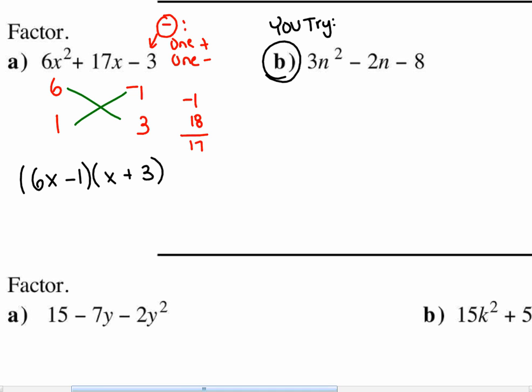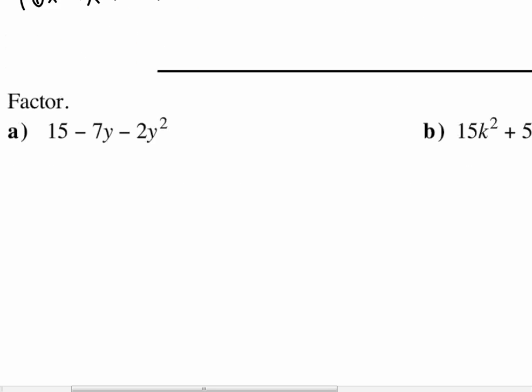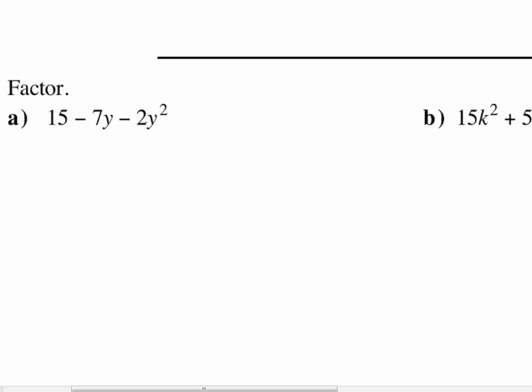So it's in the wrong order. So let's rewrite it in the proper order. Negative 2y squared, then negative 7y, and plus 15.